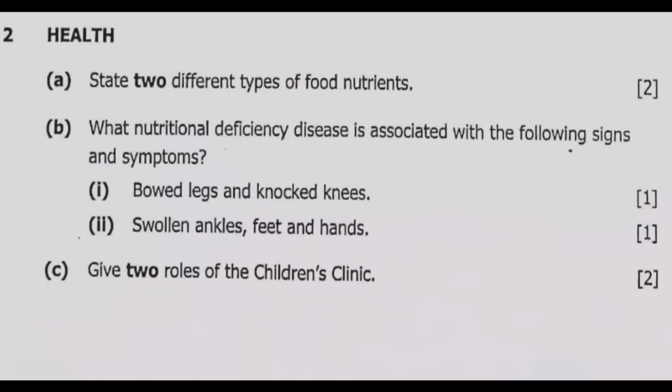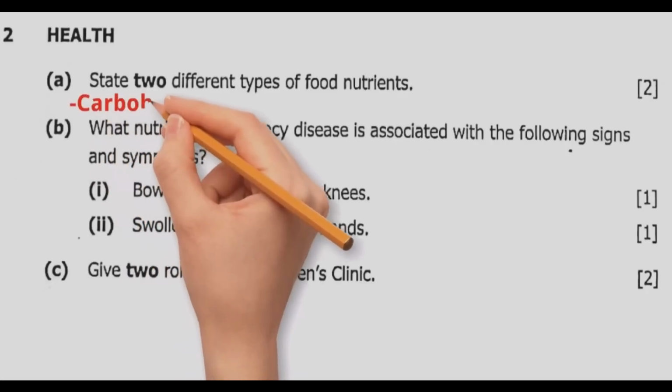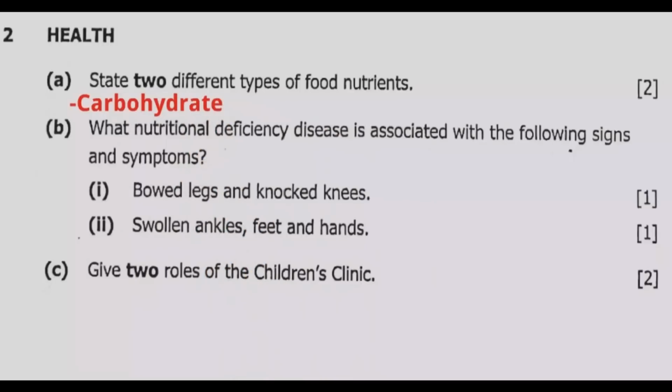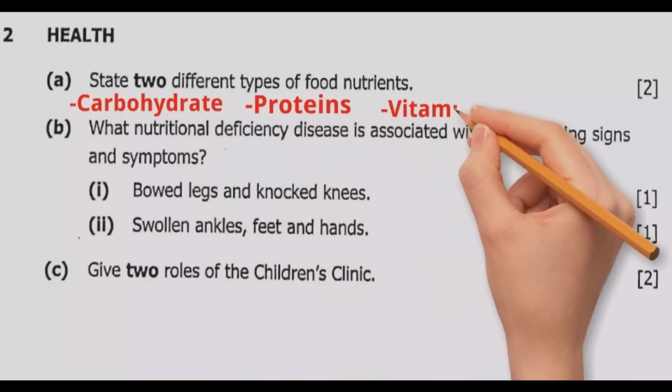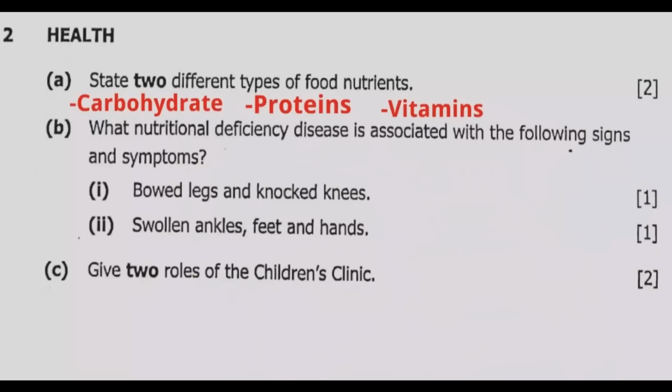Question 2 of section B was as follows. State 2 different types of food nutrients. Since they want 2, I'll give you 3. We can talk about carbohydrates, energy-giving nutrients, proteins, and vitamins. So I've got 1, carbohydrates, 2, proteins, 3, vitamins. They just want 2, so you can pick 2 of those 3 that you can write.